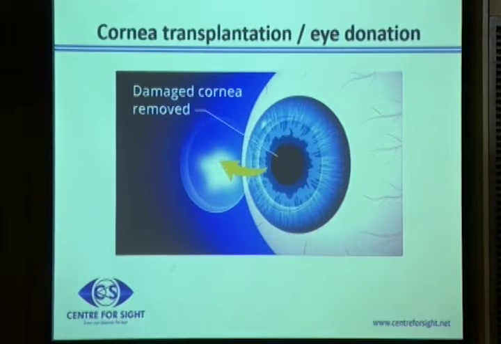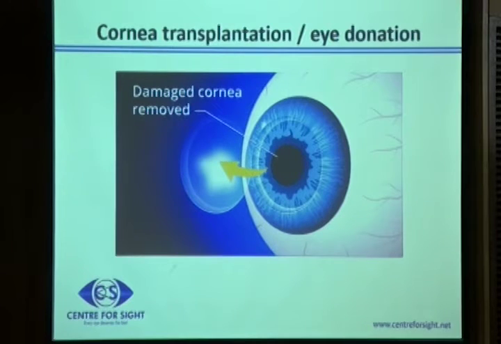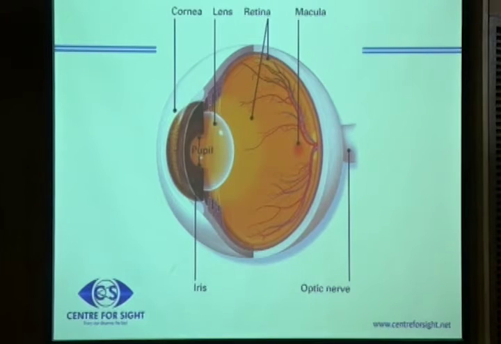When we talk about eye donation, it is the cornea that we are trying to treat in terms of taking it from the donor patient and transplanting it onto the recipient's eye. And it is essentially just the cornea that we are using. So after the cornea, let's look at the other structures.